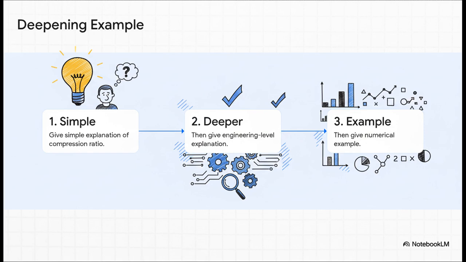And this is exactly how that works in practice. See? First, you ask for a simple explanation. Great, got it. Then, you ask for the more technical, engineering level breakdown. Check. And finally, you ask for a real numerical example to tie it all together. You're basically guiding the AI, piece by piece, toward a perfect answer.